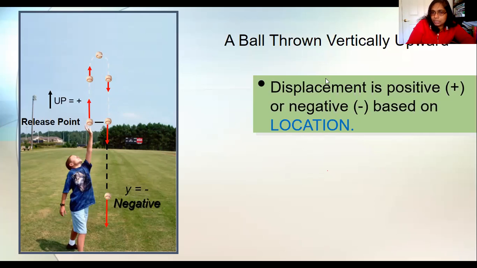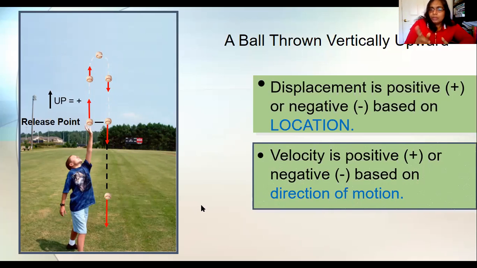Okay, again, in summary, displacement is positive or negative based on the location. In this example, I defined the 0 location to be the release point, and I defined upward as positive and downward as negative. So if the ball is above the release point, it is a positive displacement. If it is below the release point, it is a negative displacement.